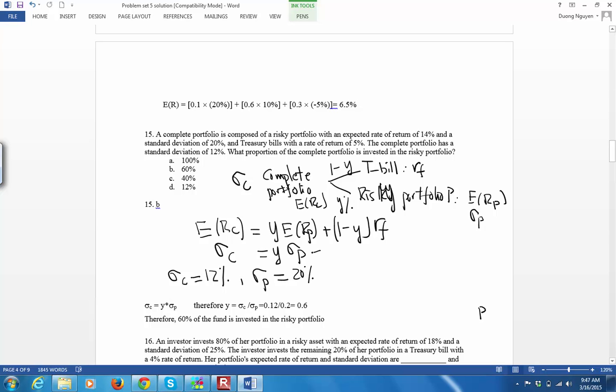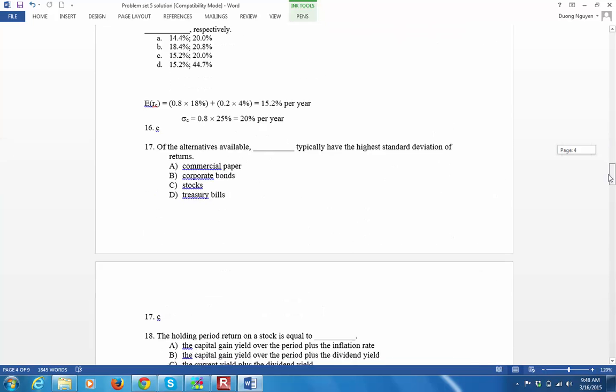So you should be using this formula to get the proportion of the complete portfolio invested in the risky portfolio. So sigma C, you have it equal to 12%, equal to y times sigma P, which is 20%. So you can easily get y equal to 12% over 20%, equal to 60%, 0.6. So what it means is you should invest 60% in the portfolio P.